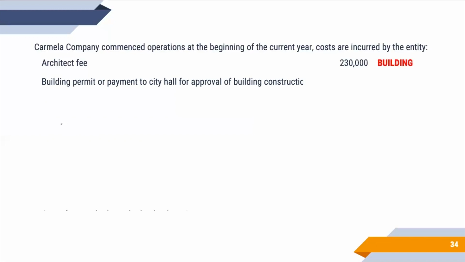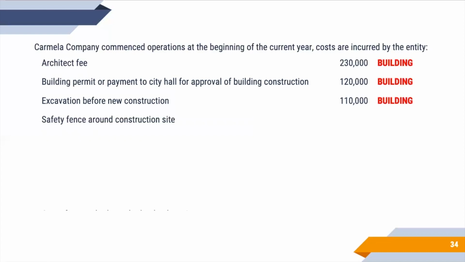Architect fee, 230,000. Also, isasali sa building. Building permit or payment to City Hall for approval of building construction, 120,000, still sa building. Excavation before new construction, 110,000, building. Safety fence around construction site, 35,000.